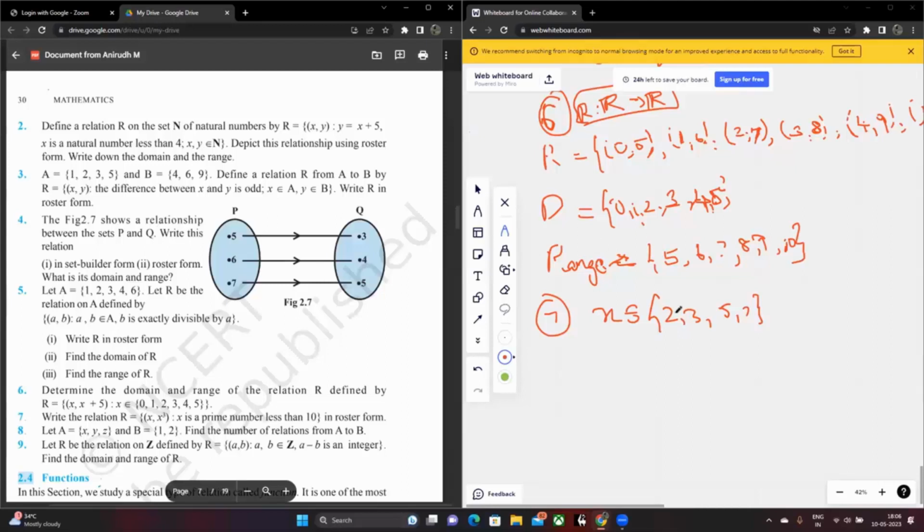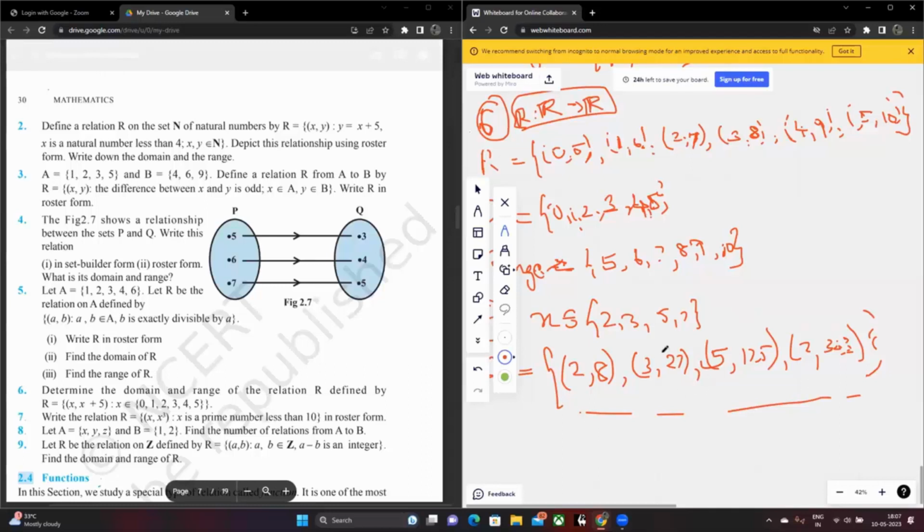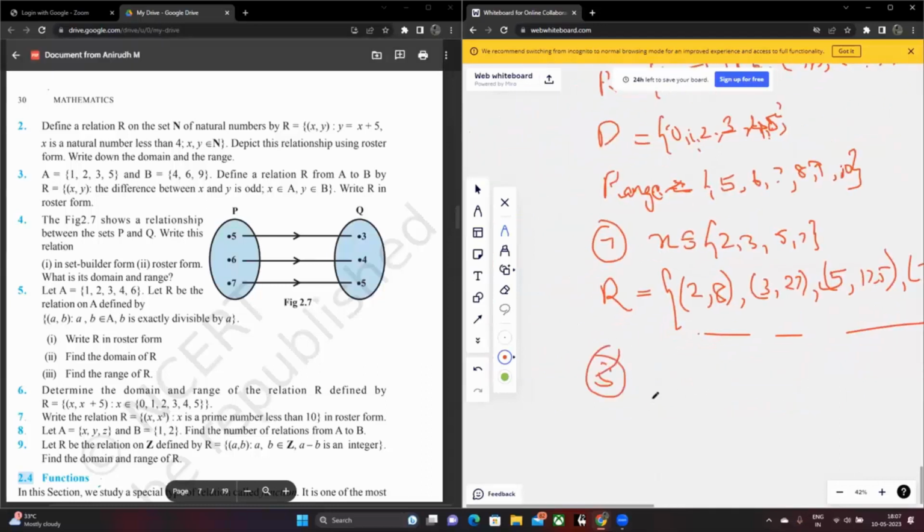1 is unique. The roster R equals, this is 2 and 8, 2 cube is 8. You have 3 and 27. You have 5 and 125. And you have 7 and 343. Right? These are the 4 elements that are going to be in (x, x cube), where x is a prime number less than 10. Right? That's your roster.